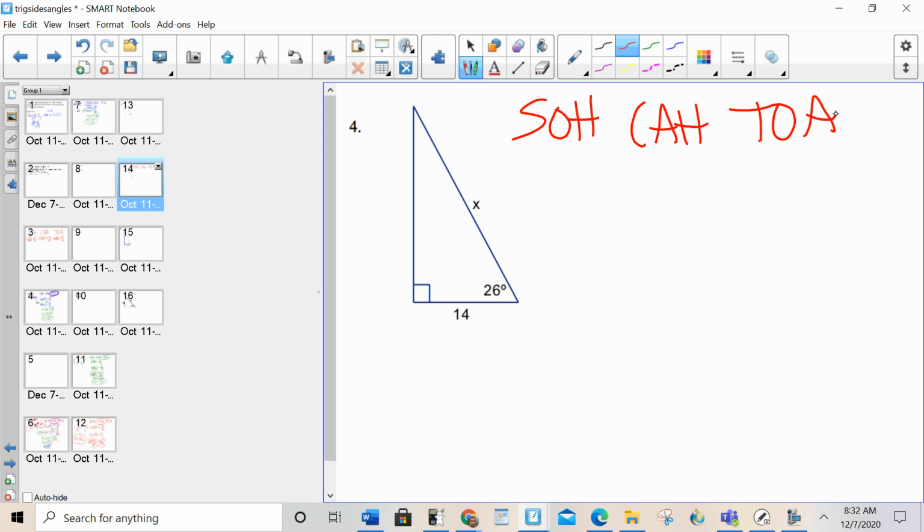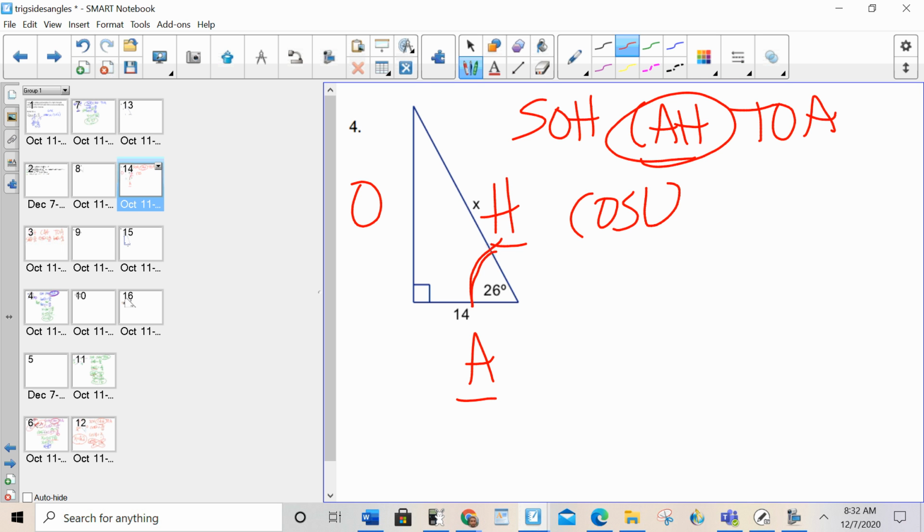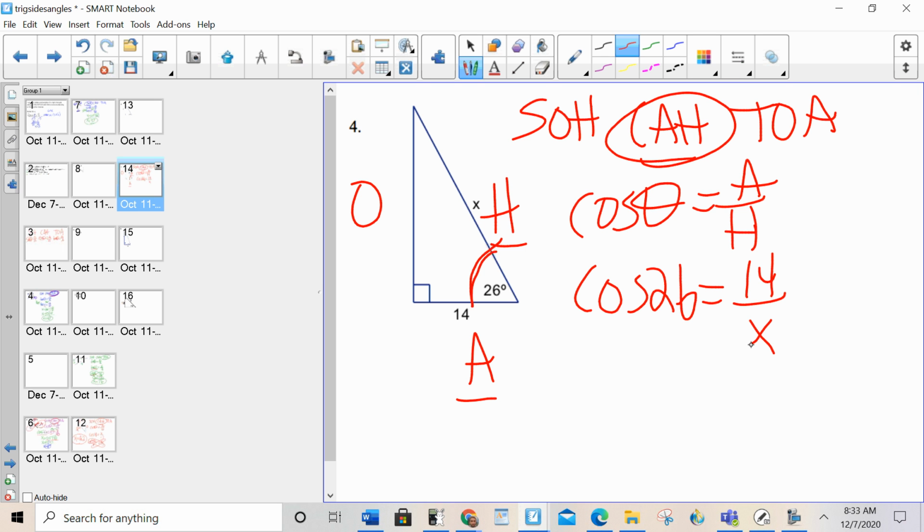Okay, now that you've completed it on your own, the angle always connects the H to the A. This is my O. A and H are involved, cosine. Theta is always the angle. In this case, the angle is 26. A is 14. H is x.